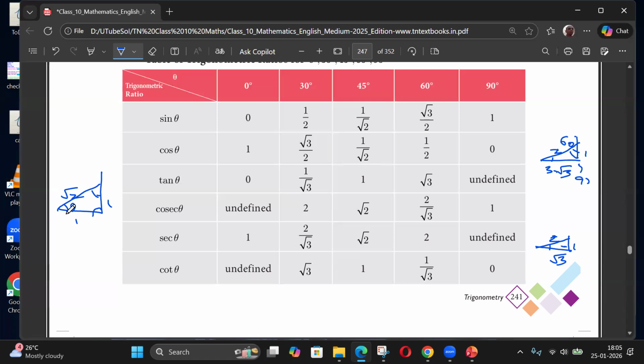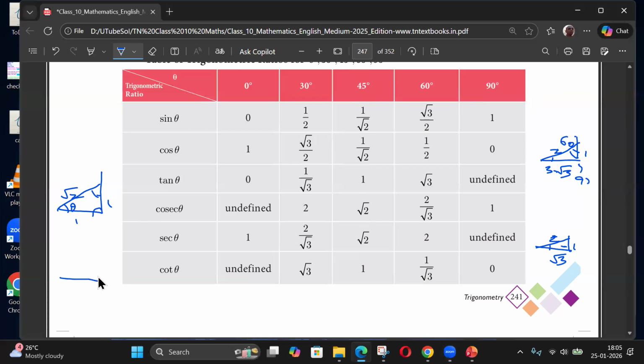Opposite and adjacent is same, right? And then cosecant is root 2, reciprocal of sine. Secant is also root 2. And then cot is reciprocal of 1, it's 1. Okay, so 30, 60 is one triangle, and then 45 is another triangle. For 0 and 90, you can take a limiting triangle like this.